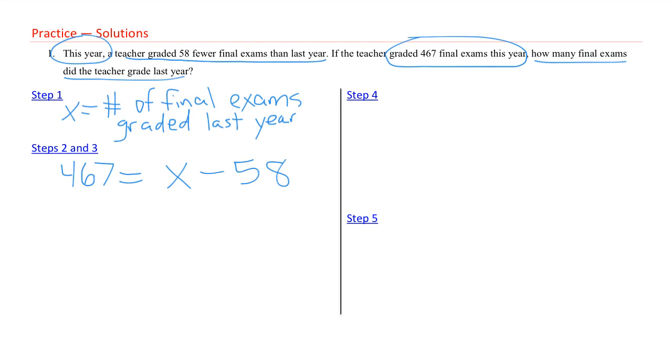So now it's time for us to solve this equation. In order to get x by itself, we're going to add 58 on both sides of our equation, like this. And when we do that, we end up with a solution of 525.